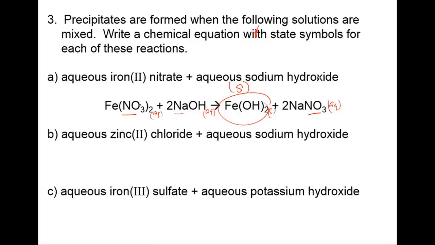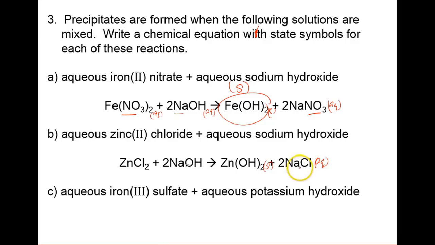Next one is zinc 2 chloride with aqueous sodium hydroxide. So we get ZnCl2 plus NaOH giving us Zn(OH)2 and NaCl. Zinc hydroxide is also insoluble in water. This is a white precipitate. This is soluble in water because this is common salt. This is the base, this is the alkali. And this is the zinc chloride. So yes, this is aqueous zinc 2 chloride.